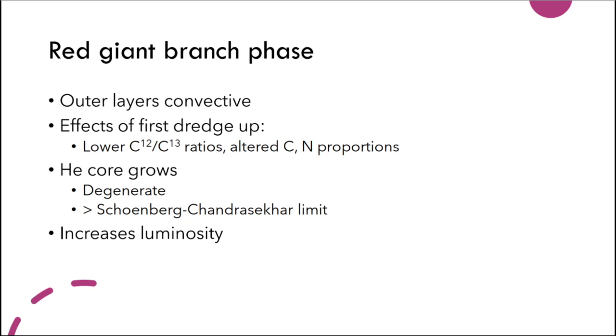And all of the stars, regardless of their mass, at the end of the red giant branch phase, reach a similar endpoint in terms of the mass of the core and the luminosity, except for the more massive ones, which are able to fuse helium much before that.